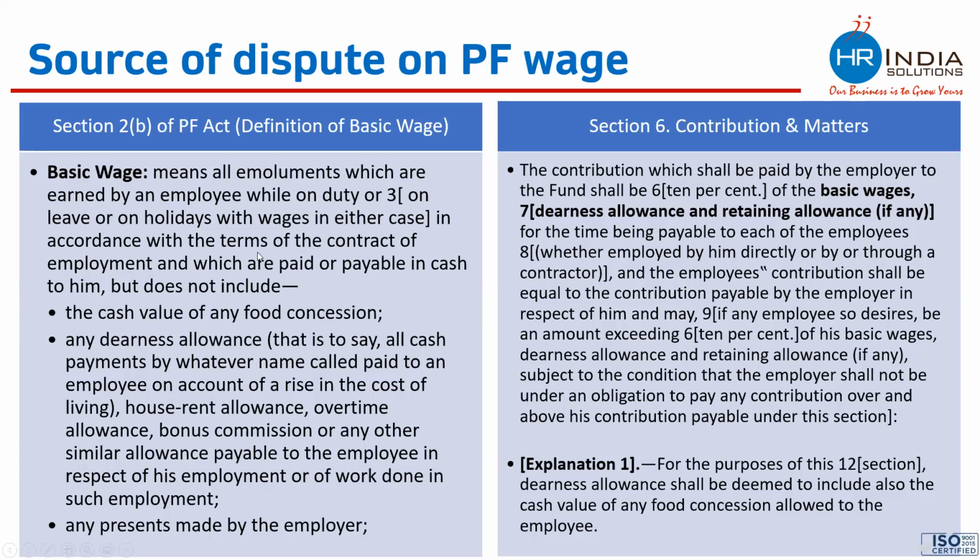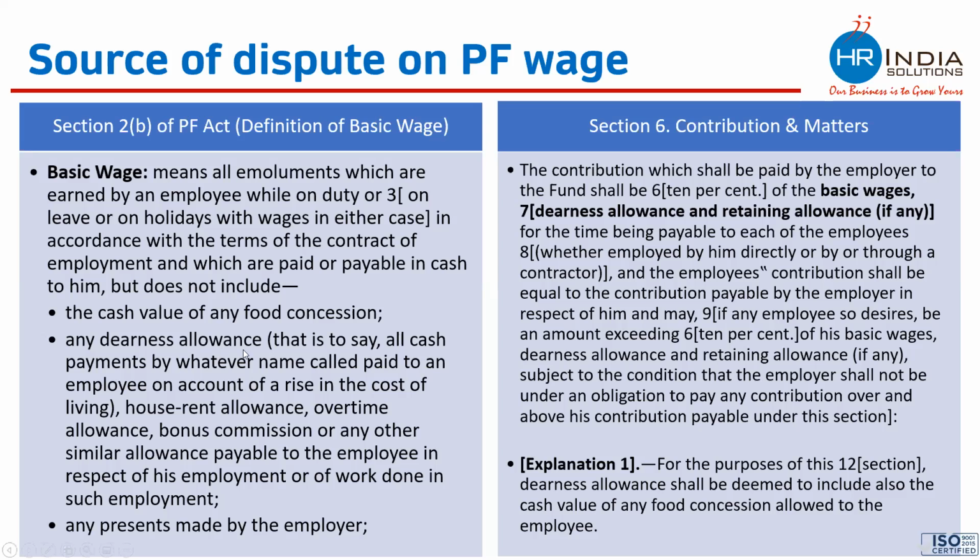So all the earning components of the employee are basic wage, but not the cash value of any food concession, or any dearness allowance, that is to say all cash payments by whatever name called paid to an employee on account of the rise in the cost of living, house rent allowance, overtime. So here they are saying that house rent allowance is also not in the definition of basic wage. Now, this is the source why some of the employers are excluding house rent allowance. But here, this Section 2B is not saying that house rent allowance can be excluded from the PF contribution.